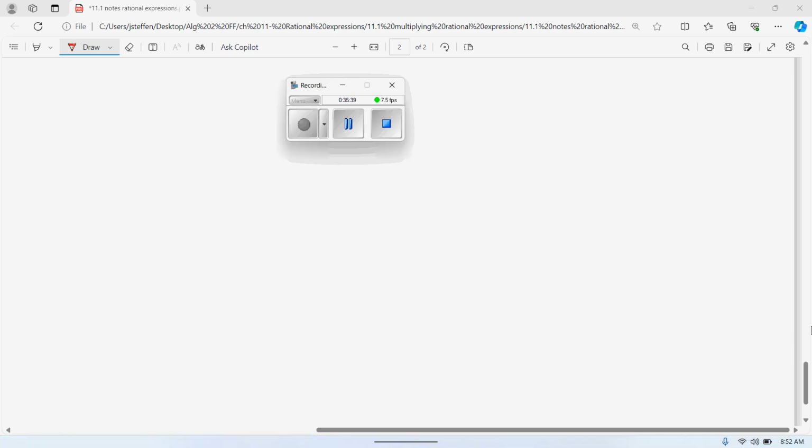For what it's worth, the next thing we're going to do is adding and subtracting, and the thing that makes that way harder is that you have to have common denominators, just like you normally do when you add and subtract fractions. So it does get a little bit more confusing.